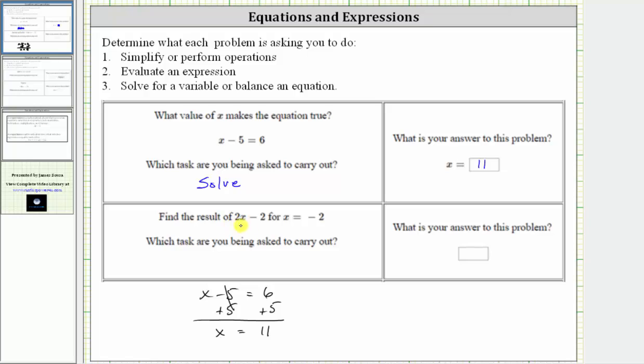Next, find the result of 2x minus 2 for x equals negative 2. Notice 2x minus 2 is an expression, and then because we are given a value of x, we can evaluate the expression when x equals negative 2. So the task we are asked to carry out is to evaluate.